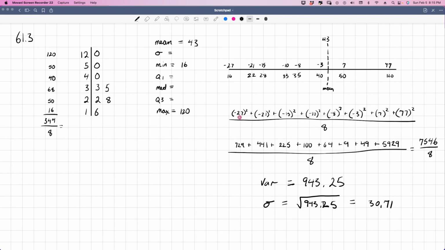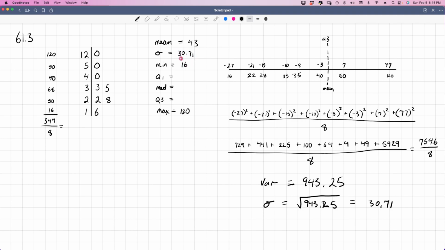Then I took that deviation and I squared it, each one of them, and added it to all the other deviations. And because we had 8 numbers, then you divide that by 8. So once I squared it, I added it all up, divided it by 8, and the variance is 943.25. The standard deviation is the square root of that, and that was 30.71. So now I have my standard deviation.